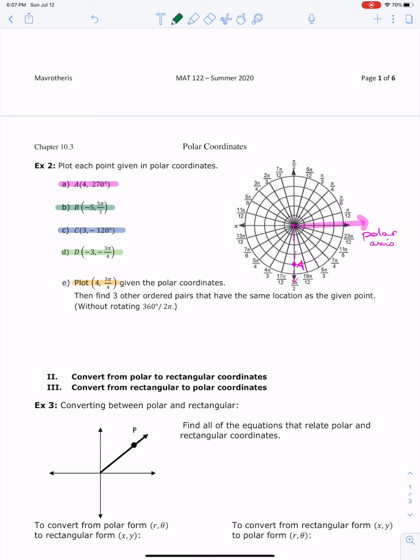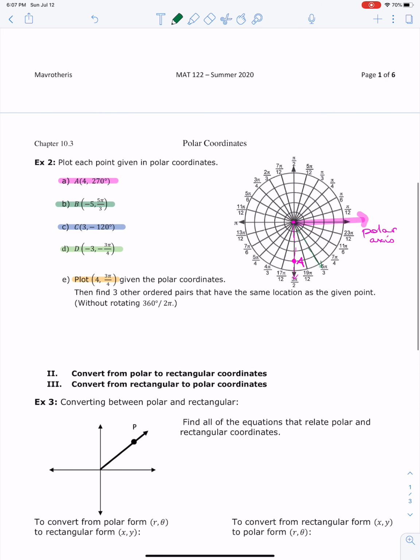B is (-5, 5 pi over 3). I'm going to work the same way. I am going to start with the angle. So my 5 pi over 3, there is my rotated axis. This time though, my r is negative. So instead of going along that in the positive direction, I'm going back this way in the negative direction. Negative, here's 1, 2, 3, 4, -5 right here.